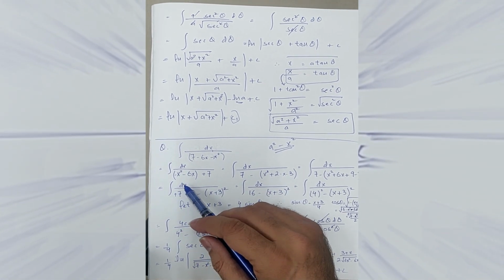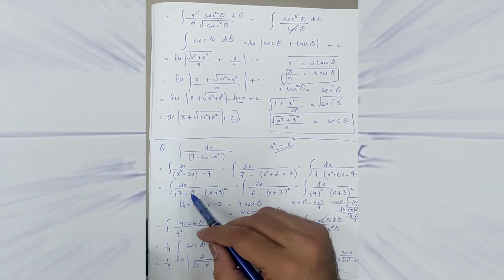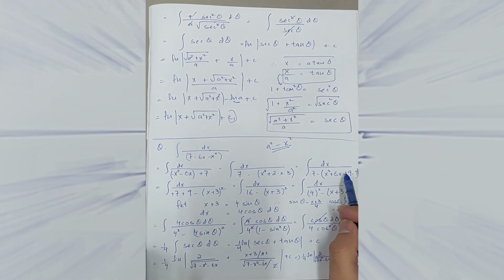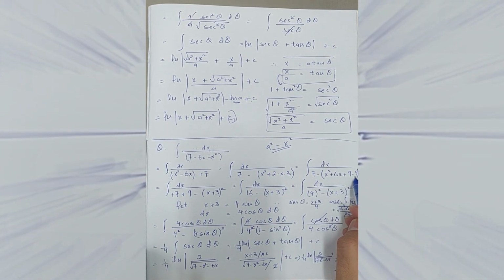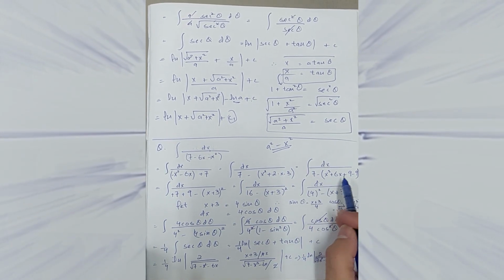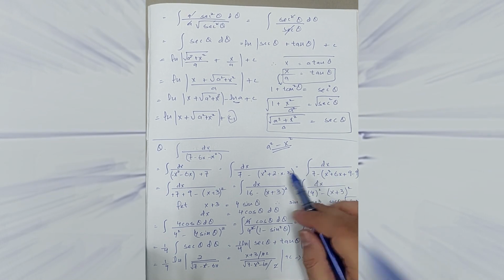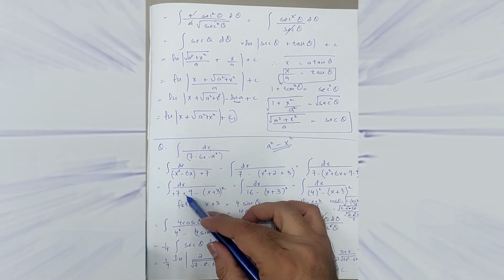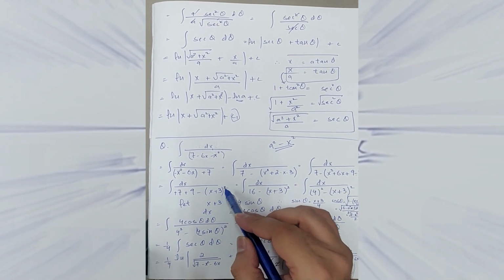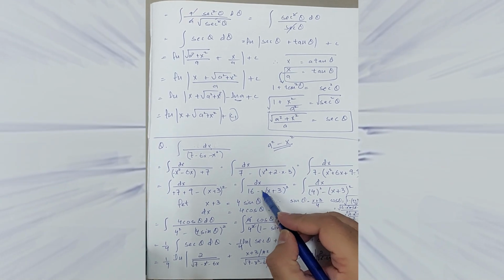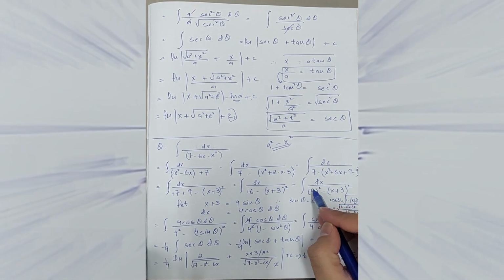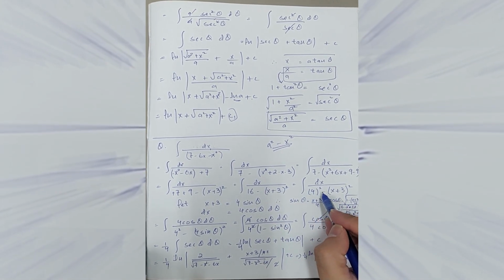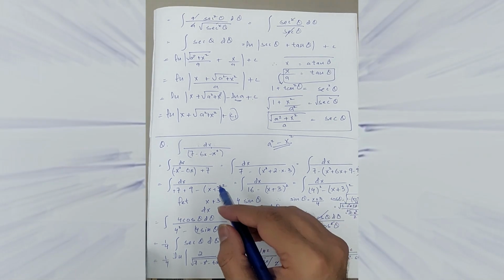So integral of dx, 7 plus 9, that minus 9, when it came out from the bracket, this minus sign became plus. So that's the plus 9 minus x plus 3 whole squared. So it becomes 16 minus x plus 3 whole squared. Now that becomes 4 square minus x plus 3 whole squared.